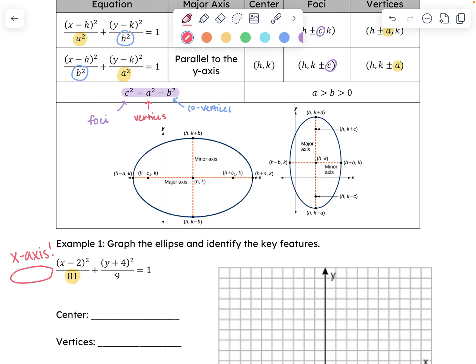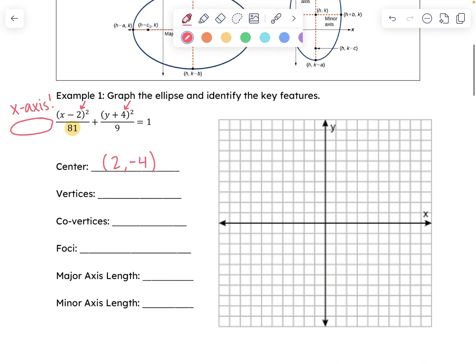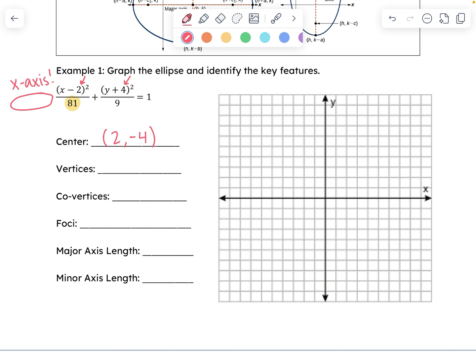Let's start by looking at the center, though. So the center comes from the h and the k with the x and the y. So x minus 2 means that we're going to have 2 for the x part. Y plus 4 means we're going to have negative 4 for the y part. So I'm going to come over here, and I'm going to put my center at 2, negative 4.